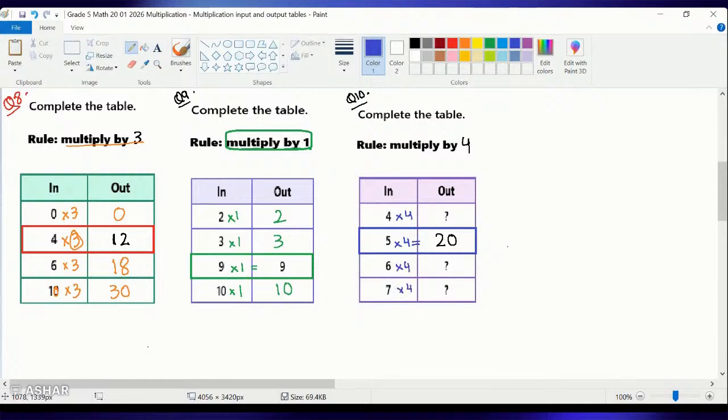Okay. And let's find the answers. What is 4 times 4? That would be, yes, 16. What is 6 times 4? 24. And 7 multiplied by 4 is 28. So with the help of the given values, we can also find the rule, or we simply follow the rule and multiply each number by 4. Okay.